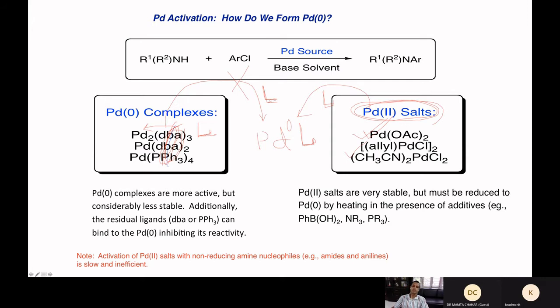So how do you reduce palladium 2 to palladium 0? Why do you need to reduce? You need to reduce it because in the reaction palladium 2 cannot really do the reaction. It has to generate palladium 0. The reducing equivalent can come from the reagent. The reagent could be boronic acid, amine, or the phosphine ligand itself.